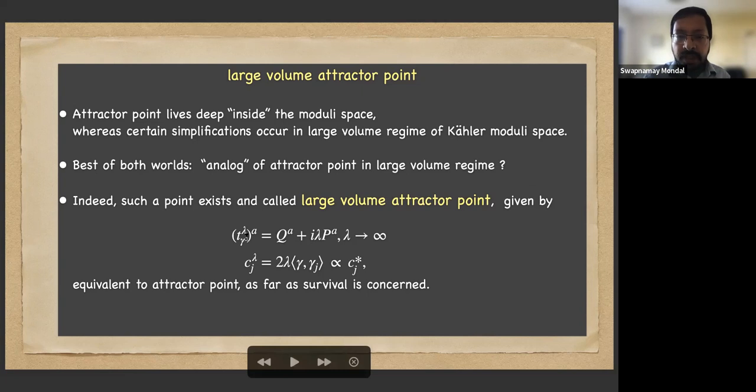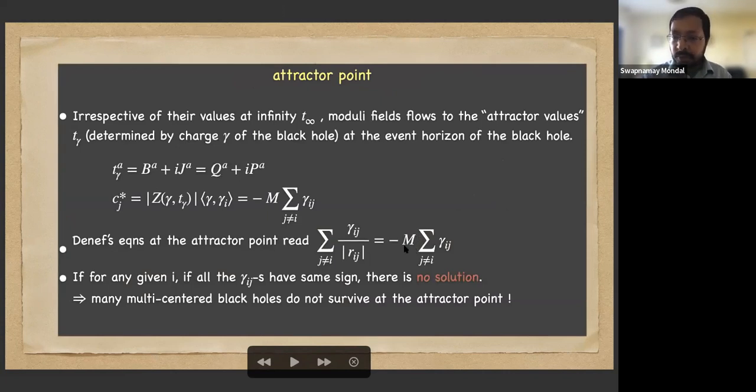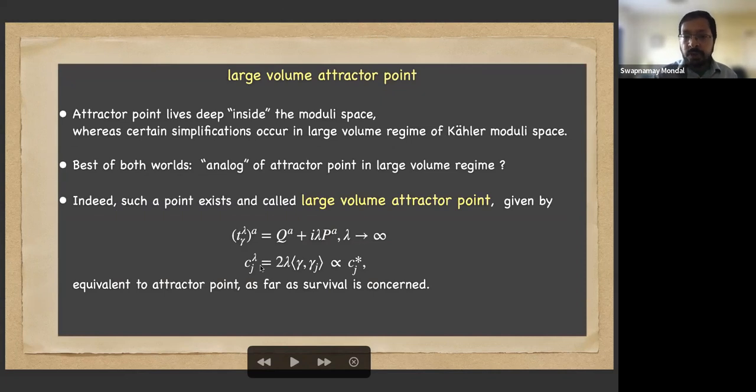If you fix the moduli fields t^A like this, that is, you still fix the B field to be proportional to Q, the electric charge, and the J field is still proportional to the magnetic charge P^A, but you put a number lambda here and take that lambda to be very large, then the c parameters that appear in the Denef equations are proportional to their attractor values. Note that whatever we argued here, the magnitude was unimportant; only the sign mattered. So at this point also, whatever analysis we did regarding the existence or non-existence of certain solutions will continue to hold.